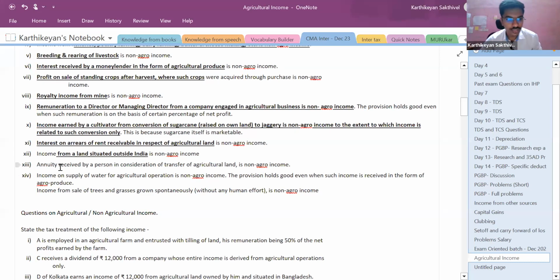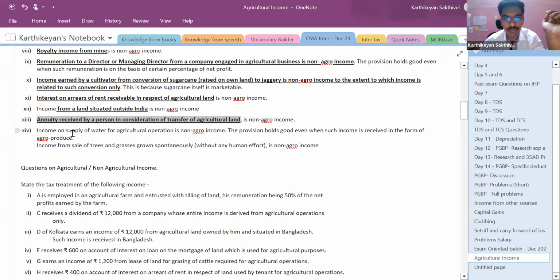Right? Next, annuity received by a person in consideration of transfer of agricultural land. Already we have seen, agricultural income which is derived from agricultural land alone is agricultural income, but income which is derived from sale of agricultural land is a non-agricultural income. So urban agricultural land is taxable even today. Only rural agricultural land is exempt in capital gains too; it will be excluded from the definition of capital asset, but urban agricultural land is always taxable. Right? Next, income on supply of water for agricultural produce is a non-agricultural income.